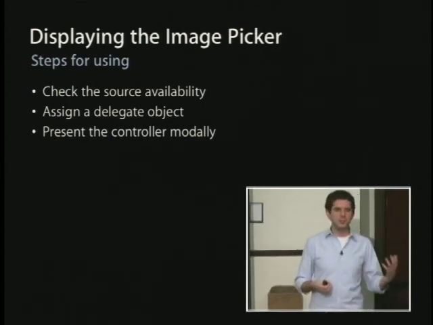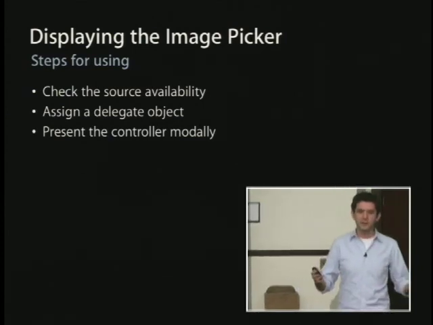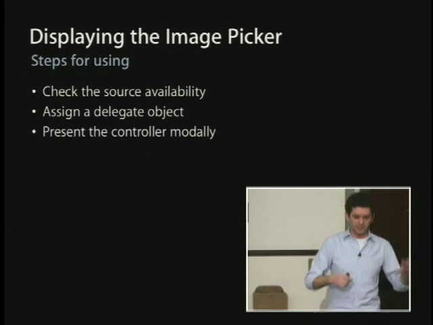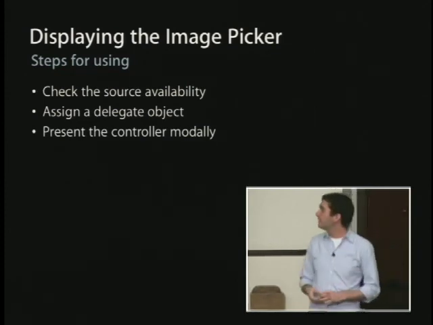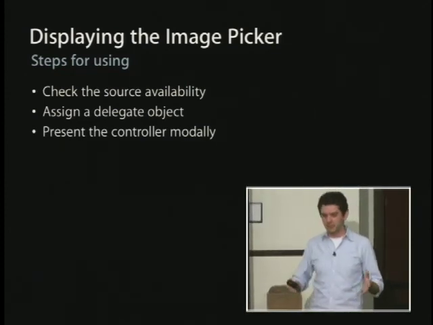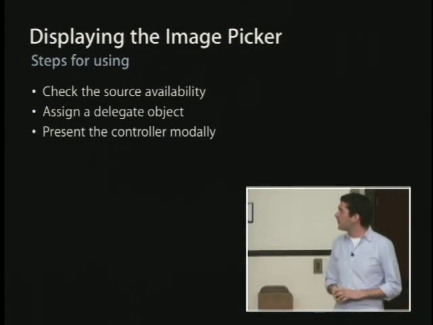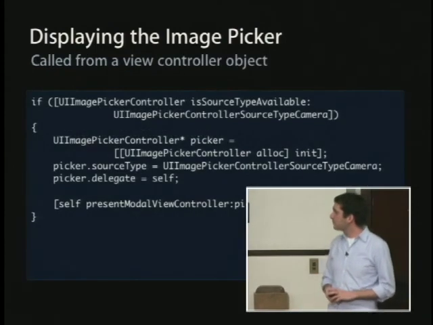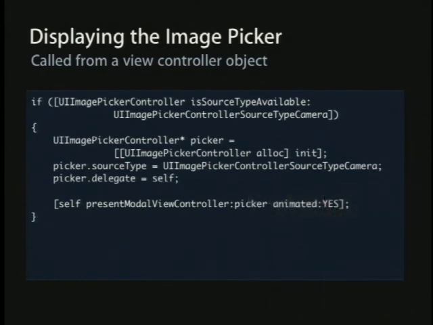Once you're sure that the thing that you're interested in is available, so if you want to take a video, you've made sure that the device you're on actually has video capability, then you want to assign your delegate object after you allocate your UIImagePickerController, and then present that controller modally. So it's pretty easy. Basically, the code will look something like this.